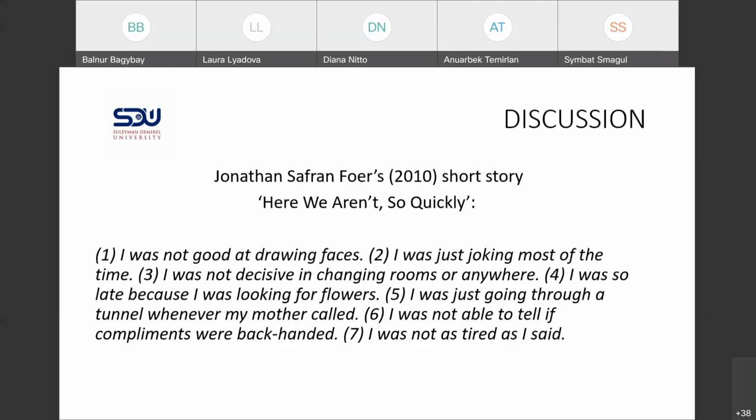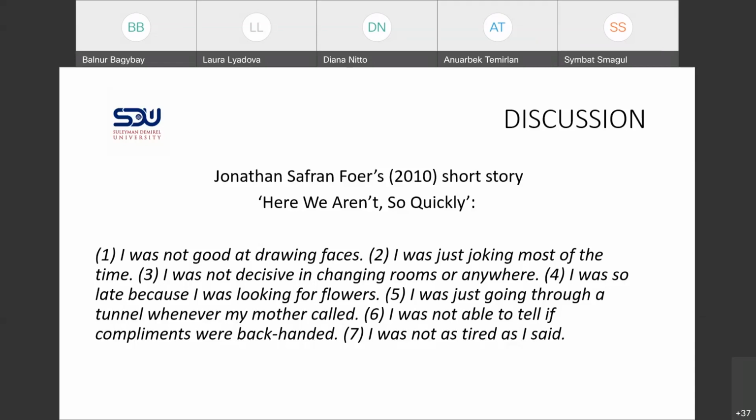Okay, what about sentence 4? It's not creating any equivalence, but if we have a look at the subordinative conjunction because, here, "I was so late because I was looking for flowers." You may find out that this conjunction sets some kind of causal relationship between the narrator's act of looking for flowers and their lateness. So the because is making the causal relationship between him being late and his act of looking for flowers.